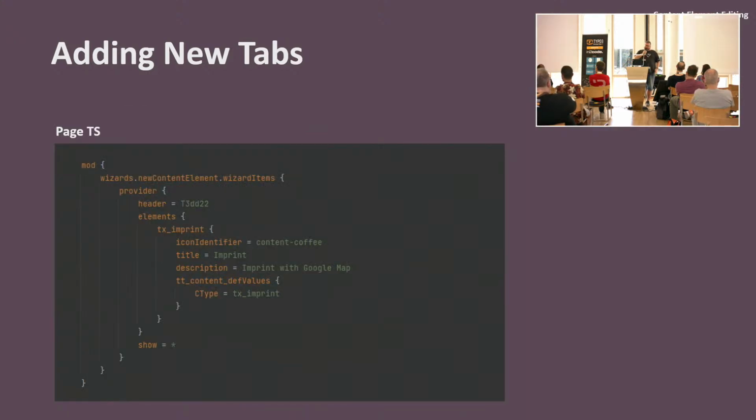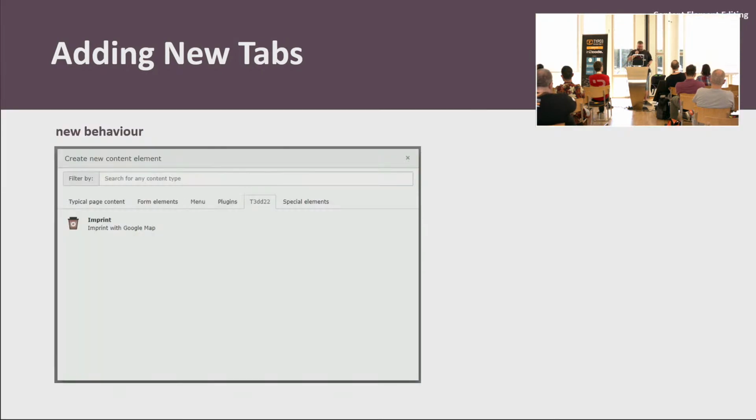And now I hope you can see everything. It's a black backend again, the black theme again. Here, after the wizard items, we have a provider. This name is only a placeholder. You can write in anything, and then you set the header, and then you configure the elements for the tab. And now you have your own tab with your own elements. You have this wonderful coffee pot.